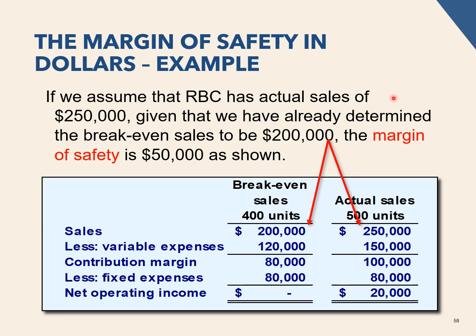If we assume that Racing Bicycle Company has actual sales of $250,000, given that we have already determined the break-even sales to be $200,000, the margin of safety is $50,000, as shown. The break-even sales is 400 units sold, and the total sales is $200,000. The actual sales for 500 units is $250,000. So the margin of safety is equal to $250,000 minus $200,000, which gives you $50,000.